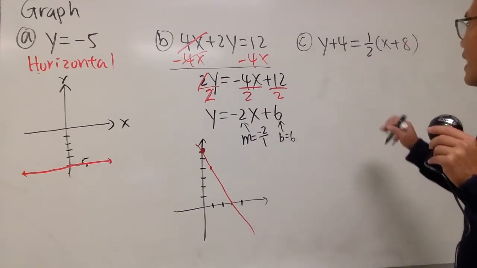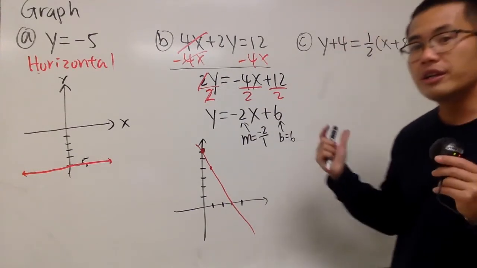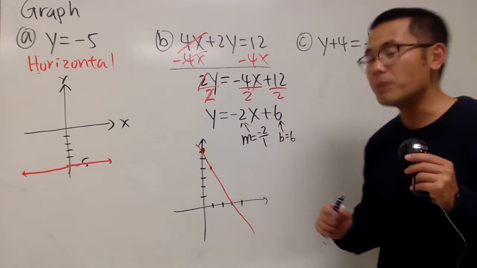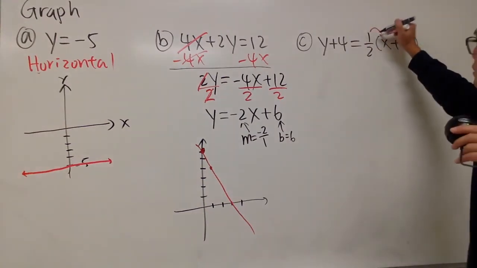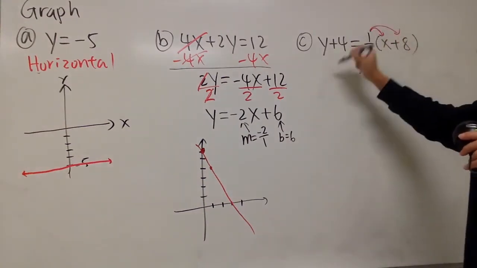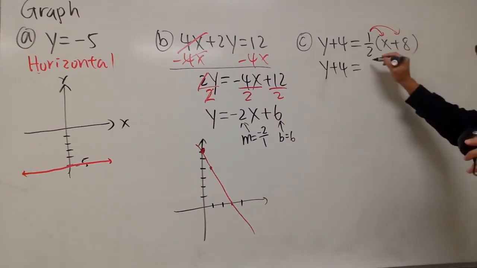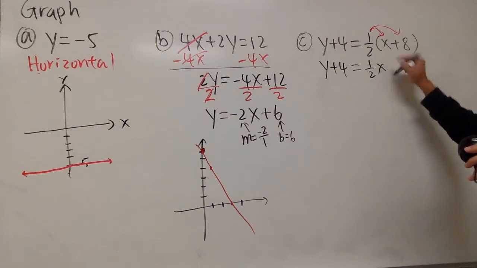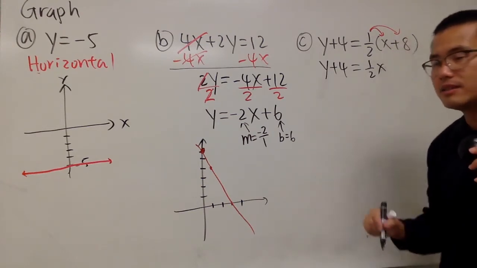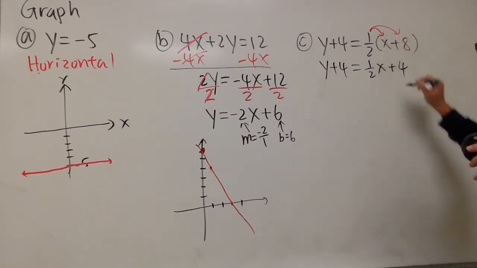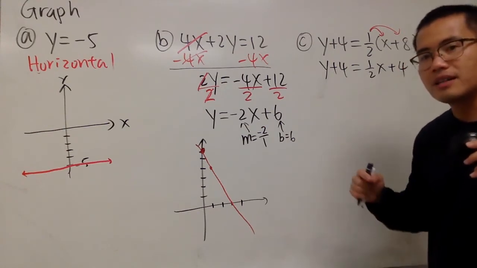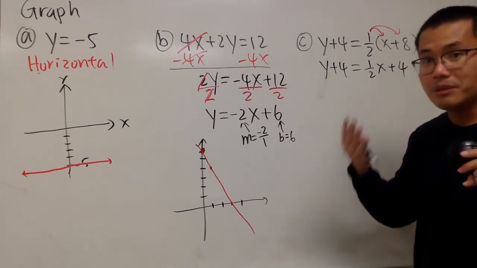Now, let's look at the last one. Again, we want to have the equation in the y equals to mx plus b form. So for this, I will just distribute the 1/2 first. And this is y plus 4 equals, this times this is 1/2 x. This times this, half of 8 is equal to 4. It's like you have 8 slices of pizza and you give me half of it. That means you give me 4 slices.